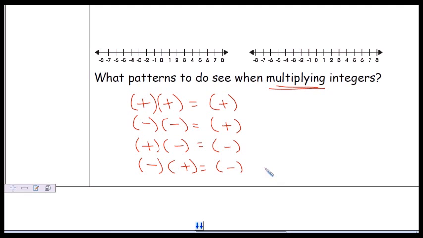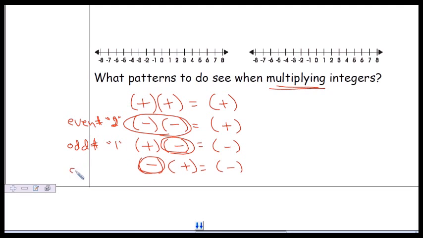So the easy way to remember this is, look at the number of negatives we have. We have 2. That's an even number, right? Even number of negatives. Here we have only 1 negative. That's an odd number of negatives. Here we only have also one negative. That's also an odd number of negatives. It's just one.